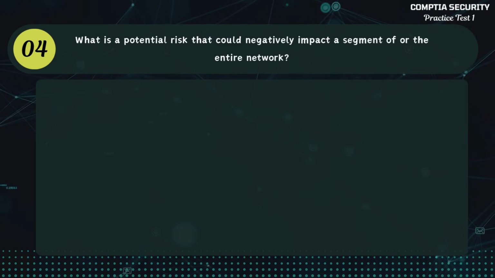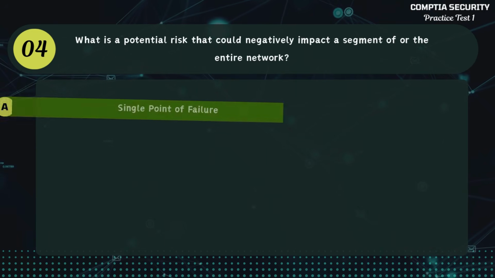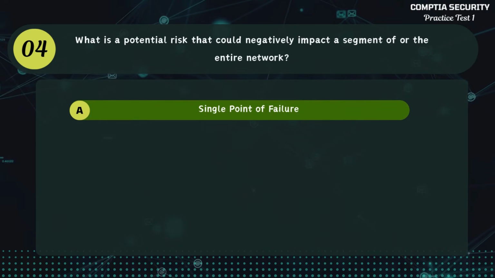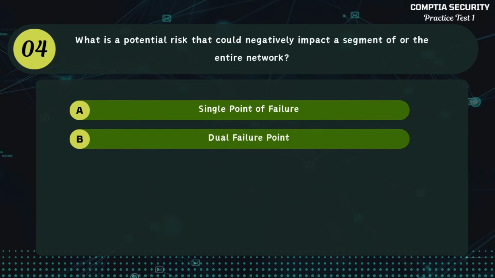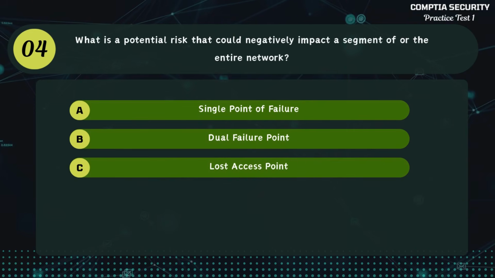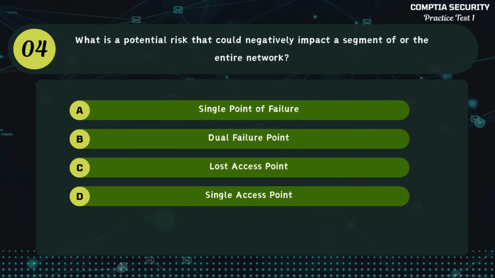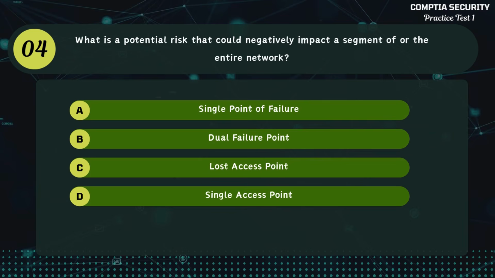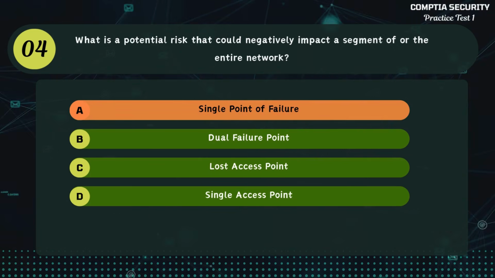Question 4. What is a potential risk that could negatively impact a segment of or the entire network? A. Single point of failure. B. Dual failure point. C. Lost access point. D. Single access point. Correct answer A. Single point of failure.